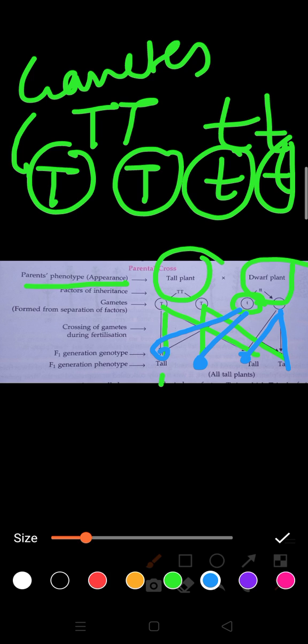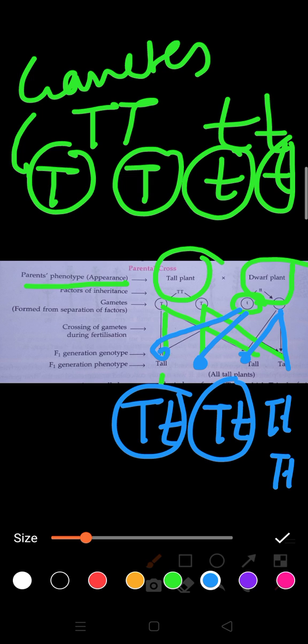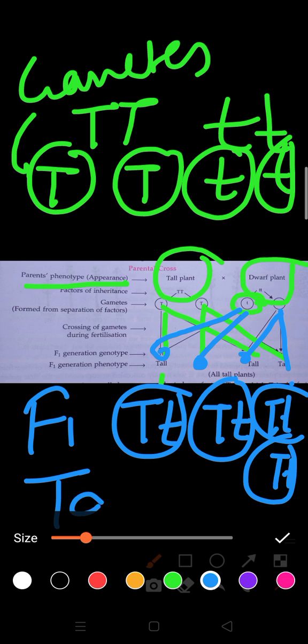In the first case, capital T, small t. In this case, capital T, small t. In that case, capital T, small t, and in the last also capital T, small t. Is it true, children? You have observed it by yourself. So all the plants in the first generation, the F1 generation, are tall. This is what the law of dominance is saying.